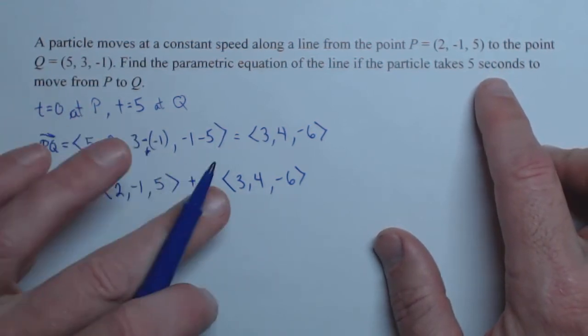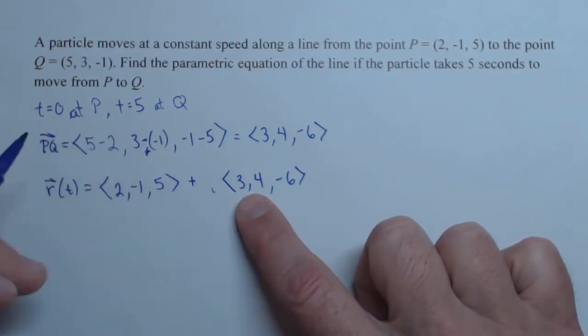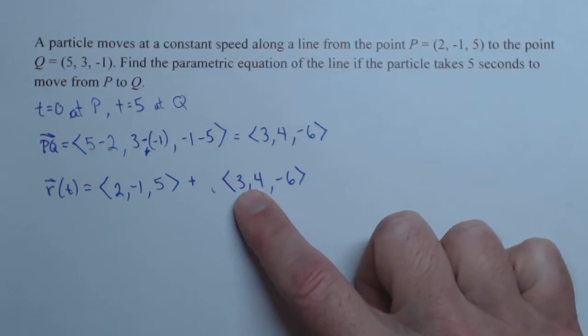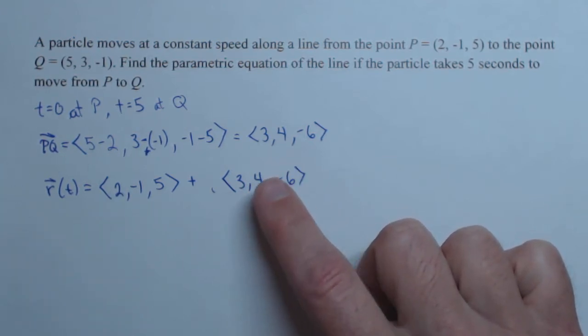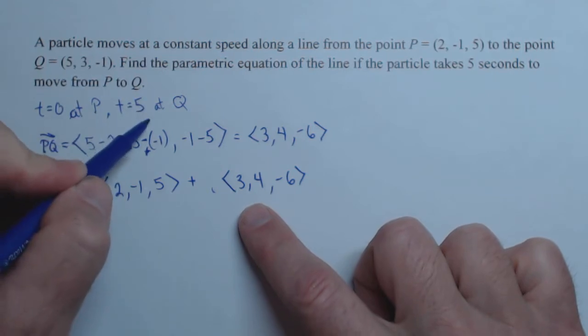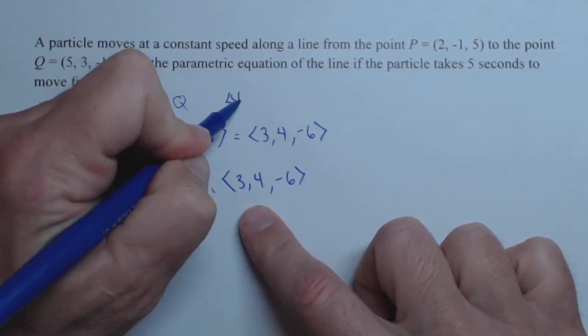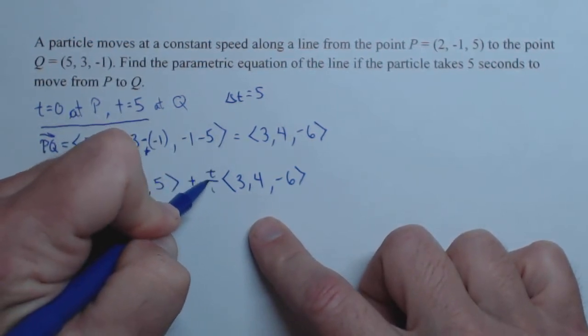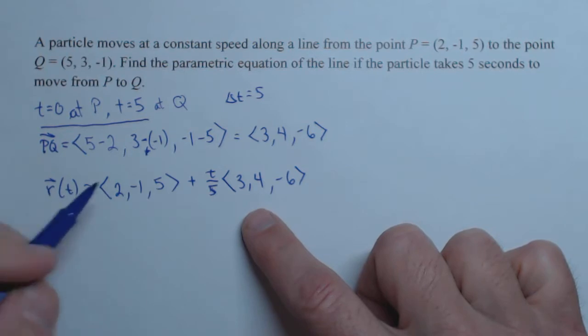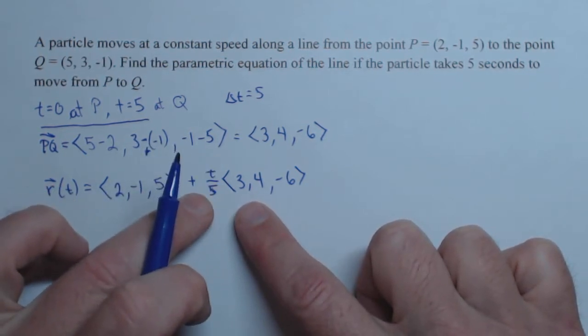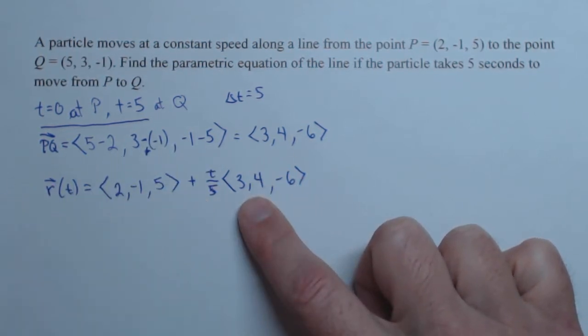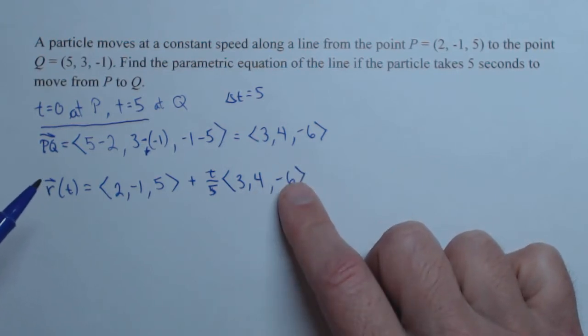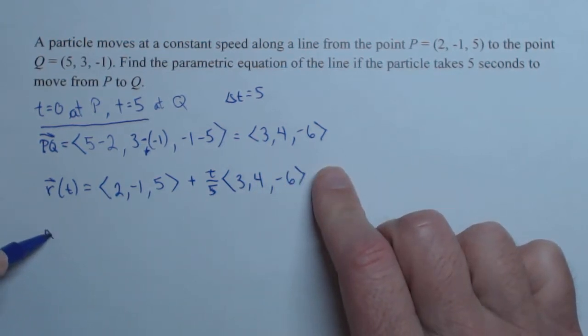The problem is at time 5, if I put in t, we'll move 15 units in the x direction. So that would put me at 17 for an x coordinate. So we need to divide t by something. Let's divide it by our change in time, which is 5. So we do t over 5 here, and now if we put in 5, 5 over 5 is 1, so that's going to move us exactly 3 in the x direction, 4 in the y, and -6 in the z, which will get us to point Q at time 5.